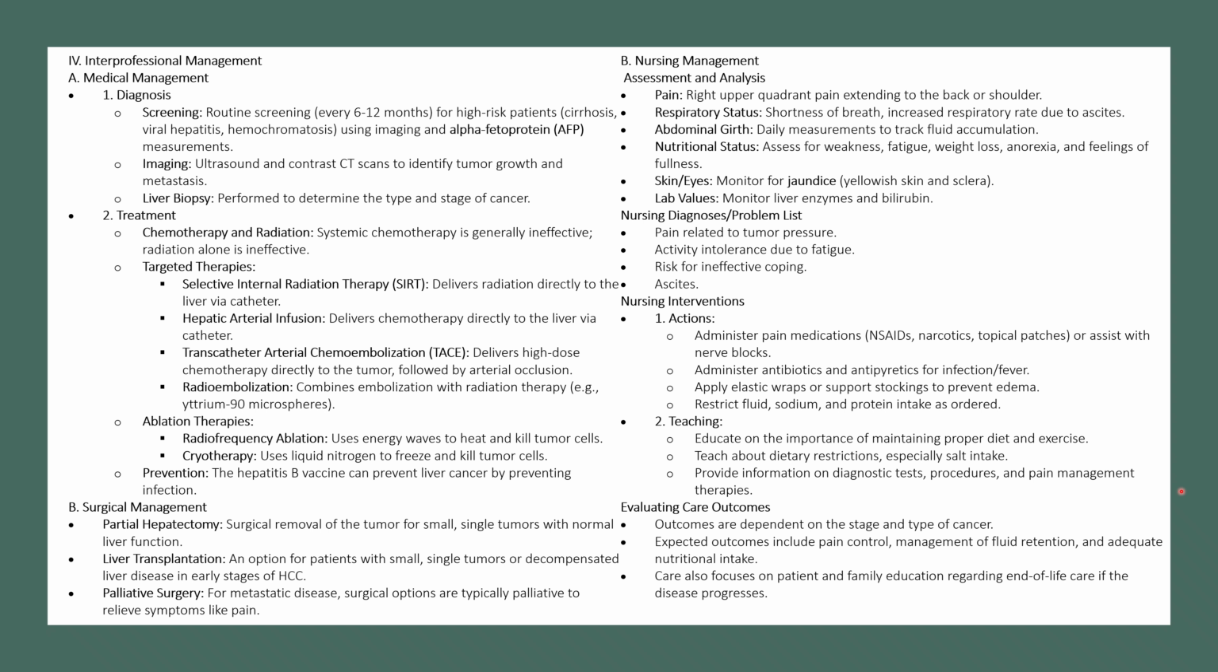of cancer. Treatment for liver cancer can be tricky. Systemic chemotherapy is generally not effective. Instead, we use targeted therapies like selective internal radiation therapy, which delivers radiation directly to the tumor. We also use ablation therapies like radiofrequency ablation to heat and kill tumor cells.